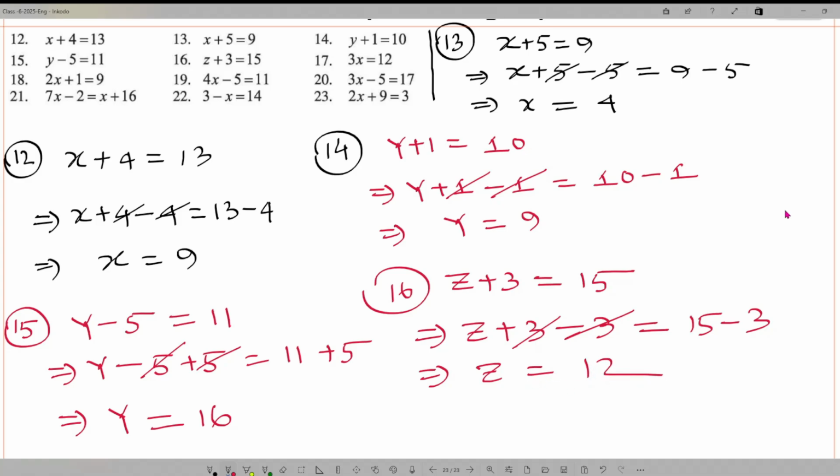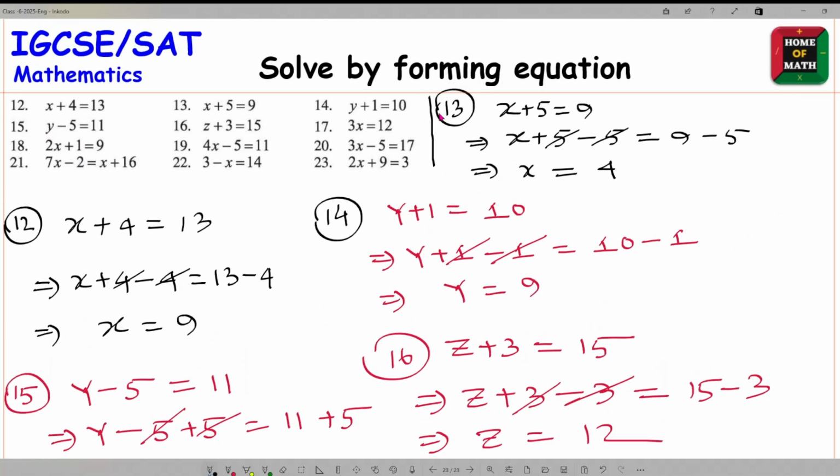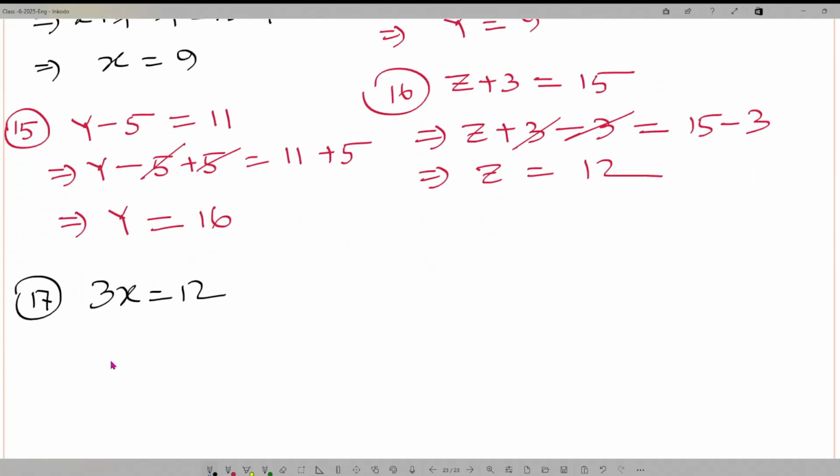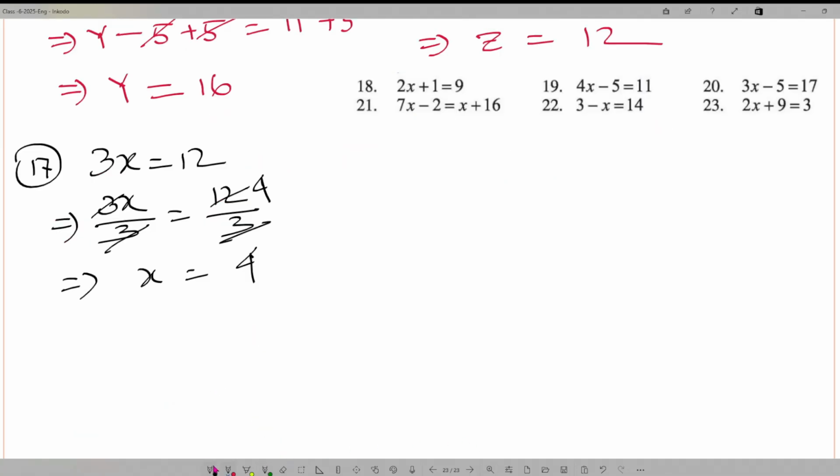Okay, then number 17, 3x equals 12. Is our question okay? Now we can divide both sides by 3, so 3x by 3 equals 12 by 3, so this 3 and this 3 cancel out, x equals 12 by 3, which is 4. Our answer is 4.